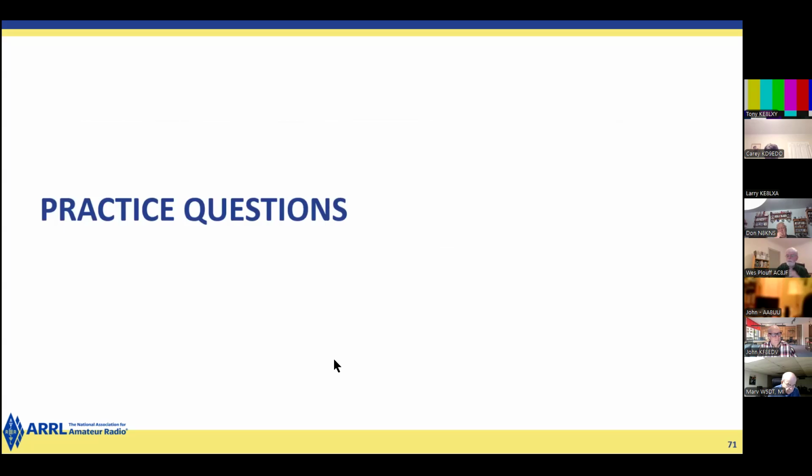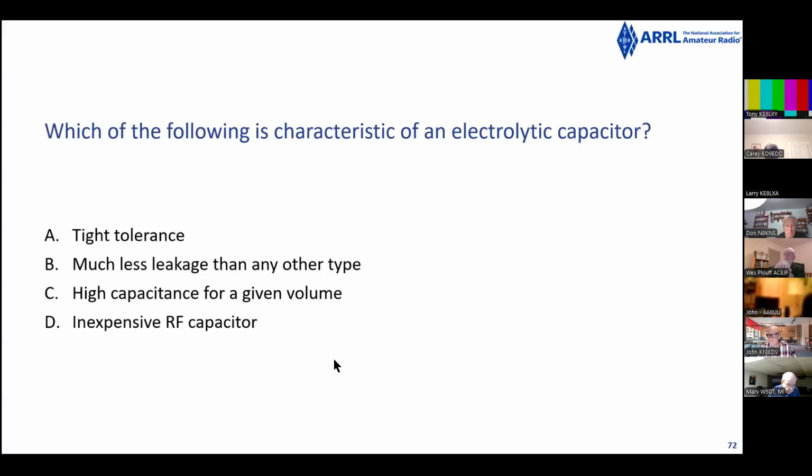Okay, some practice questions here. And what are we doing for time? Oh, geez. We are almost at 9:30, so I am going to go through these questions and then we'll stop at the end of this. And then we'll pick up next week with active components.